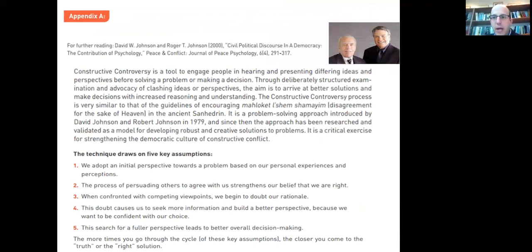In particular, I really recommend the article by David and Roger Johnson called Civil Political Discourse in a Democracy, the Contribution of Psychology. It has beautiful sources about the founding fathers of America and the relationship to studies of social psychology going through constructive controversy. And they basically make the claim that this process is at the very heart of American democracy. And without it, American democracy will be unhealthy.